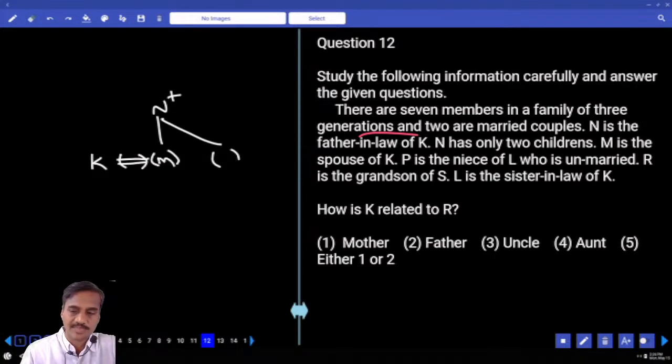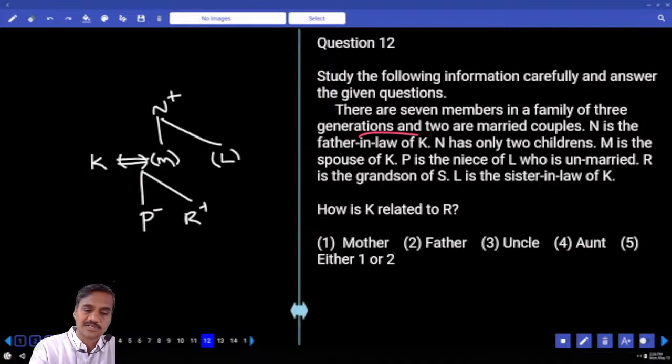M is here. And P is the niece of L. L's sibling's child is P. L is unmarried. R is the grandson of S. Now this R is the grandson of whom? Yes, as of now, R is the grandson of N.